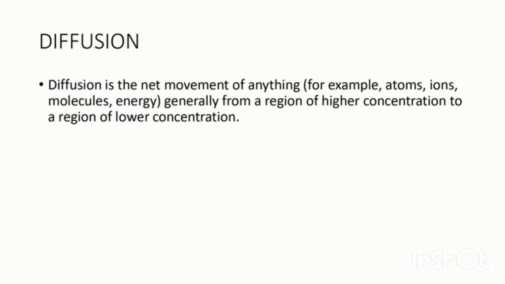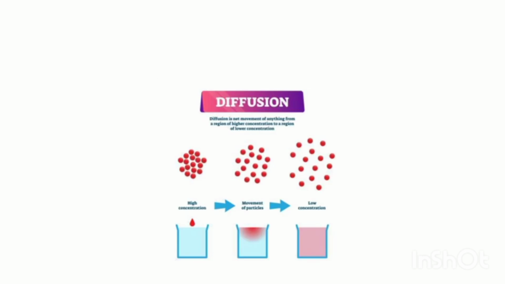Now, what is diffusion? Diffusion is the net movement of anything, for example atoms, ions, molecules, from a region of higher concentration to a region of lower concentration. In diffusion, there is nothing like a semi-permeable membrane. For example, if somebody has sprayed a nice perfume, the good smell will transfer through diffusion, as illustrated in the diagram below.